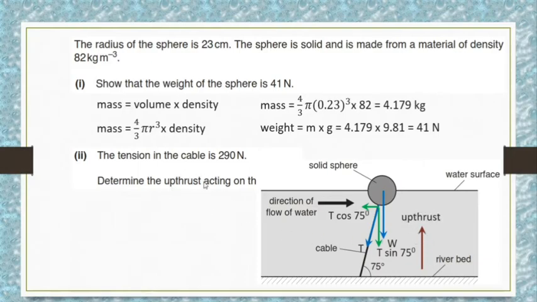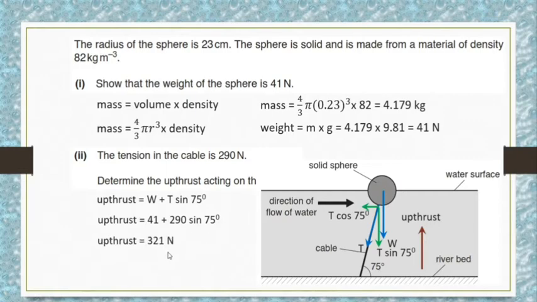When we want to find the upthrust, we know that this system, the solid sphere, is in equilibrium. So we can see that the resultant of forces on the y-axis is equal to 0. So I have here upthrust, and T times the sine of 75 degrees, and weight. So upthrust is equal to the weight plus T times the sine of 75 degrees. The weight has been calculated, tension is given, 290, and theta is 75 degrees. So I can find the upthrust to be 321 newtons.